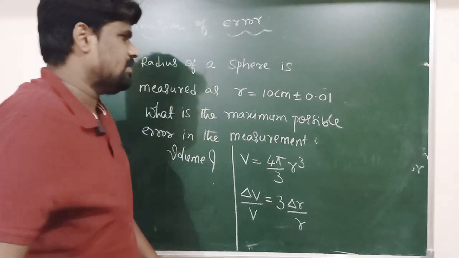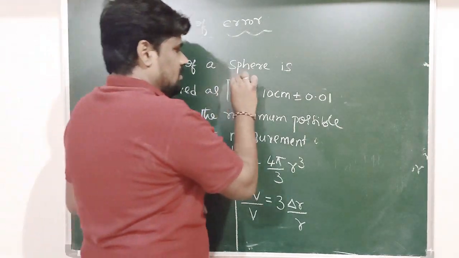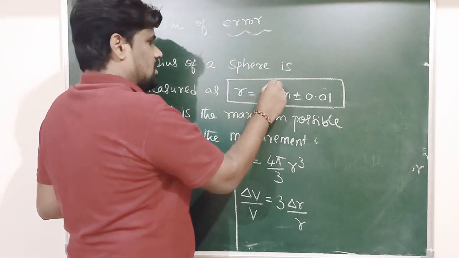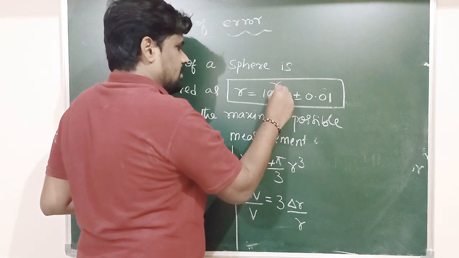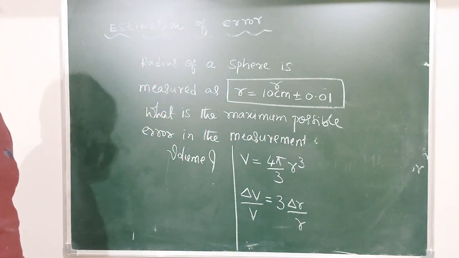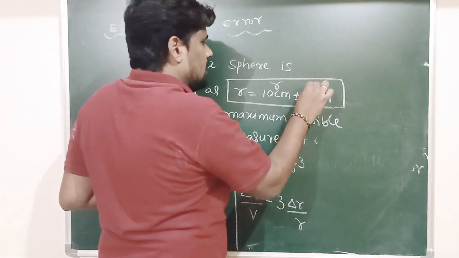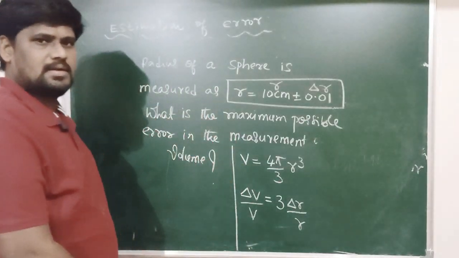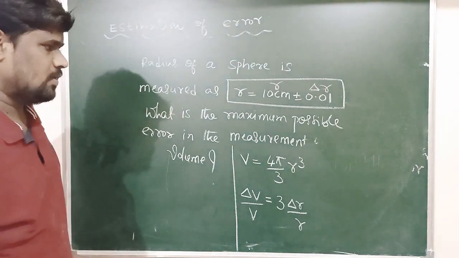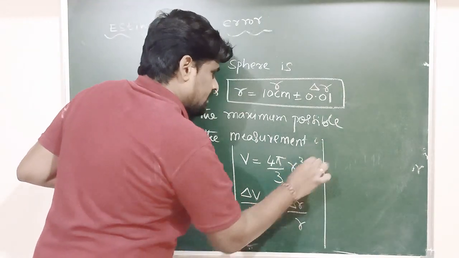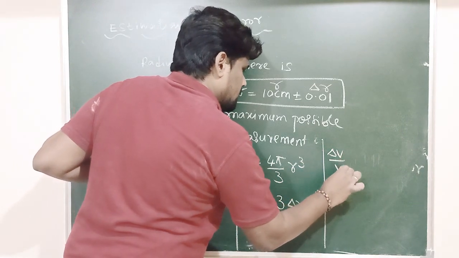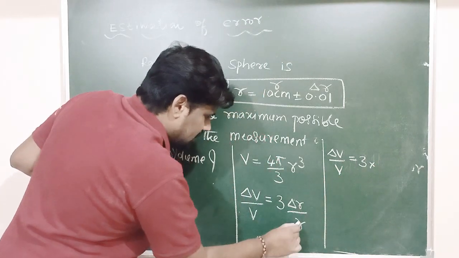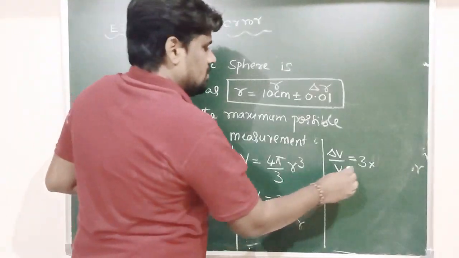Tell me, what is the relative error in the radius? Where is the radius here? This is the radius. As I said, first part is always called the true value of the measurement. Second part will call it as absolute error. So this is R and this is delta R. Therefore, what is the error in the volume? So error in the volume is given by delta V by V is equals to 3 times delta R by R.